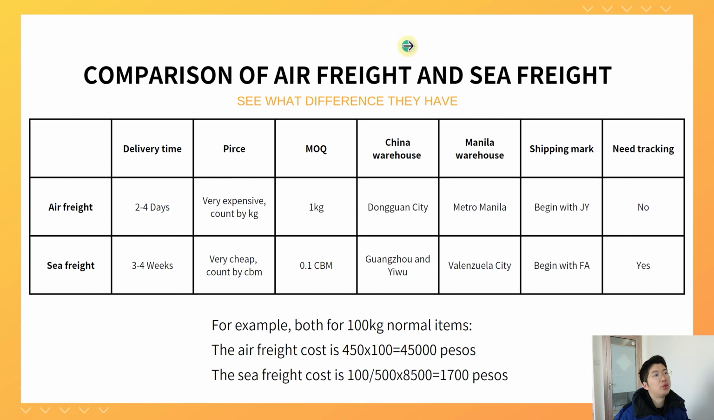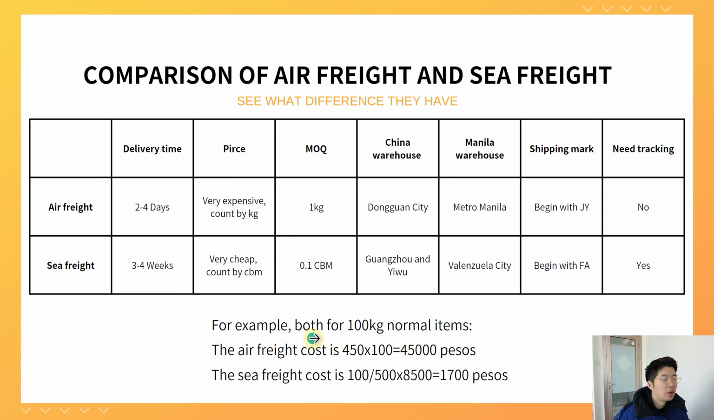Okay, now let's see the comparison of air freight and sea freight. This will help you know their advantages and disadvantages better. This is air freight and this is sea freight. Delivery time: air freight is 2 to 4 days while sea freight needs 3 to 4 weeks. The air freight price is very expensive and counted by kilogram, while the sea freight price is very cheap and counted by CBM.